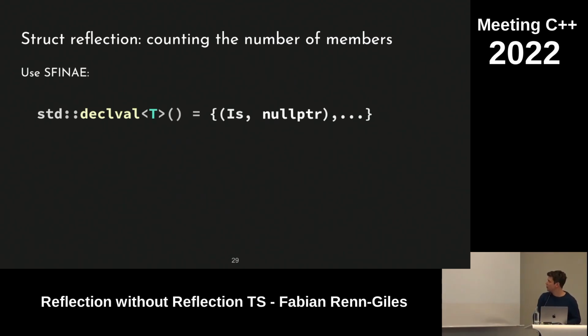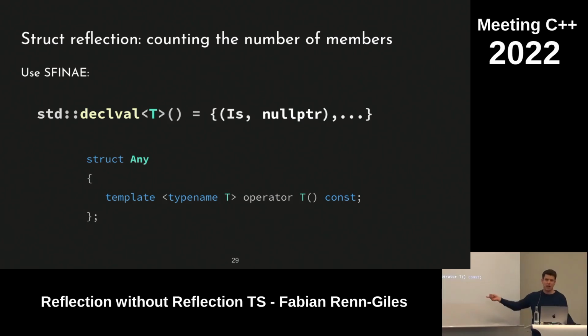We introduce a new struct called any, which has an implicit conversion operator. And that implicit conversion operator is templated, so it can convert to any type implicitly. So it's like this magic thing. So we just replace that nullptr with any, and now this works for any struct.